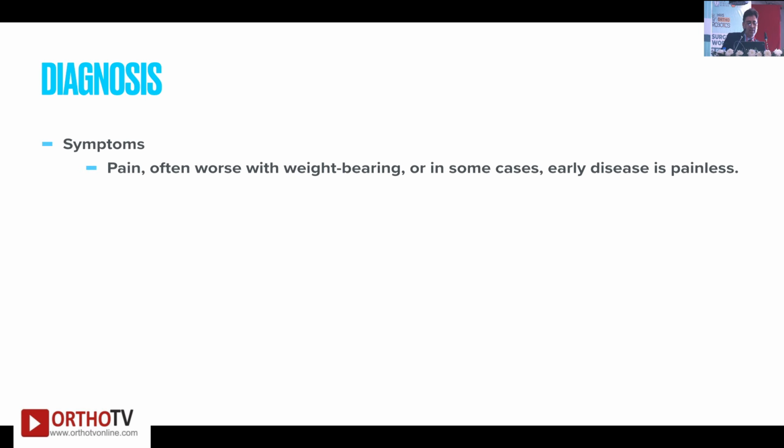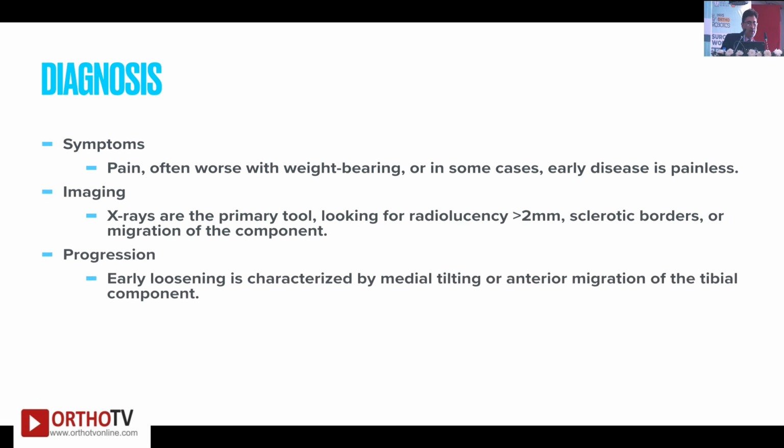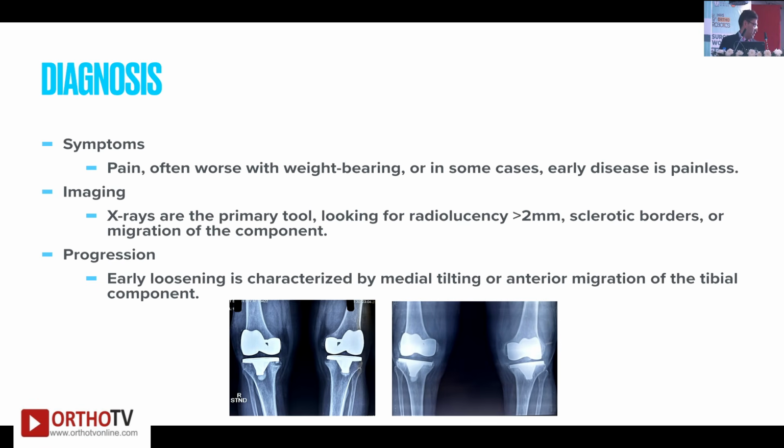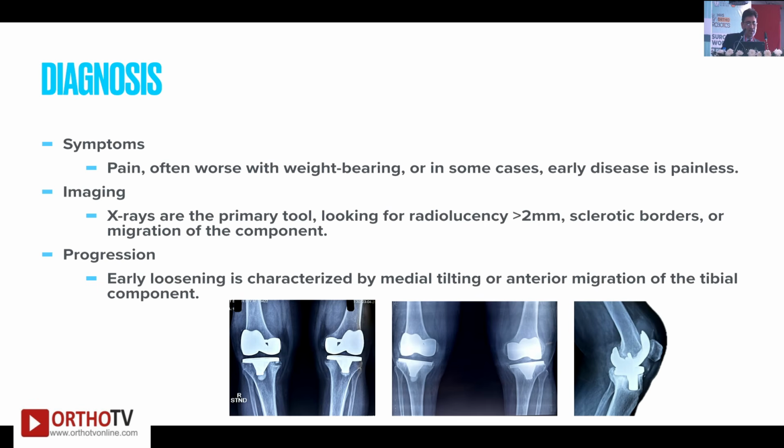So diagnosis will be clinical. Pain that is worsening on weight bearing, radiolucencies more than 2 mm with sclerotic borders, and migration of the components are the characteristics. So this is something where the component is migrating, though it is looking well fixed. This is aseptic loosening, and these are the radiolucencies.